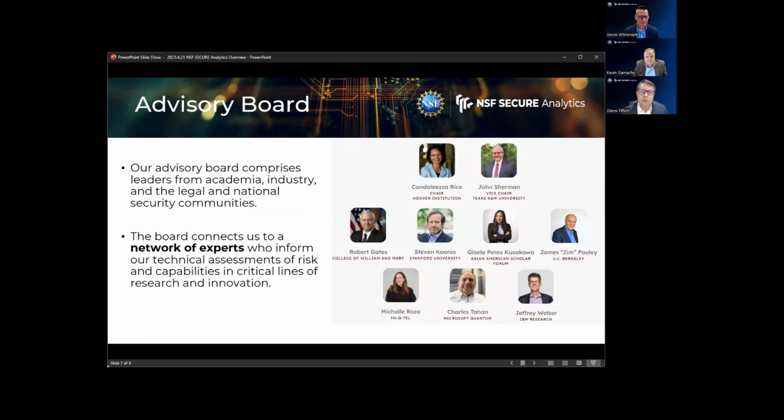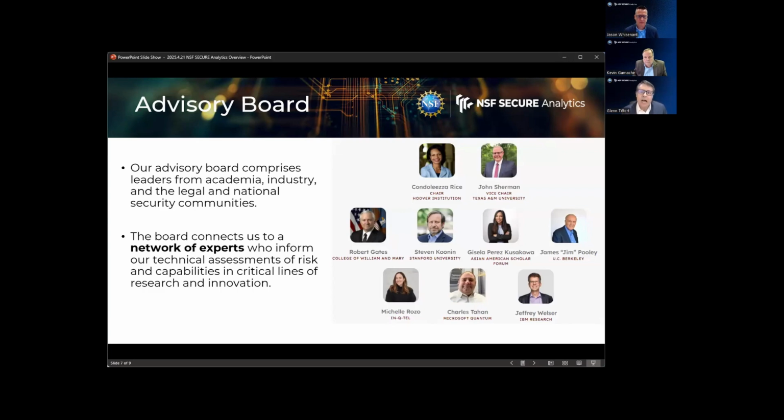Among the things we're proudest of also is our advisory board, which comprises leaders from academia, industry, and the legal and national security communities. We're especially lucky to have Condoleezza Rice, the former U.S. Secretary of State and National Security Advisor, as the chair of our board, and Dean John Sherman of Texas A&M's Bush School of Government as the vice chair of the board. But importantly, it's also got members from a variety of different constituencies in the research community, as well as, for example, former Secretary of Defense Robert Gates, former Provost of Caltech Steve Koonin, members of the impacted scientific community, particularly Gisela Perez Kusakawa from the Asian American Scholar Forum, and specialists in particular areas of research like biomedical research, biotech, quantum, and semiconductor research as well to help guide us to make good informed decisions.